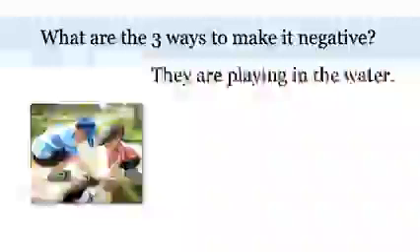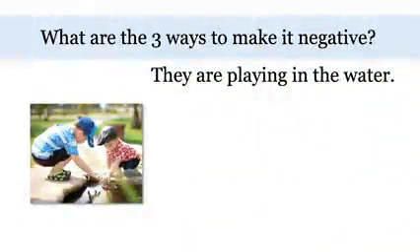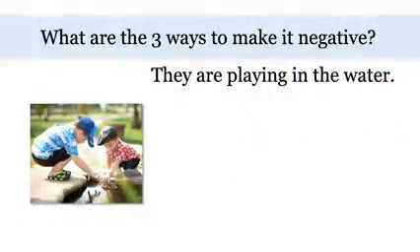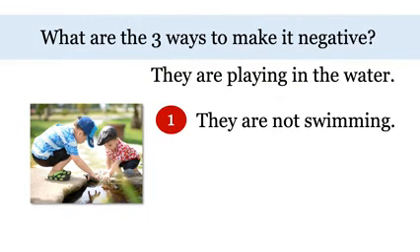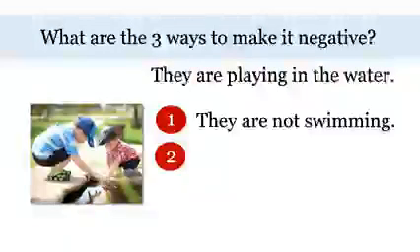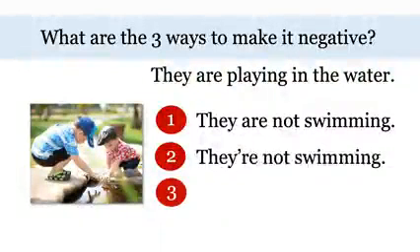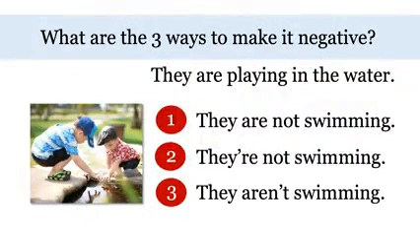What are the three ways to make this negative? This time the subject is they. Let's say they are playing in the water, not swimming. What are the three ways? First way, they are not swimming. Second way, they're not swimming. And the third way, they aren't swimming.